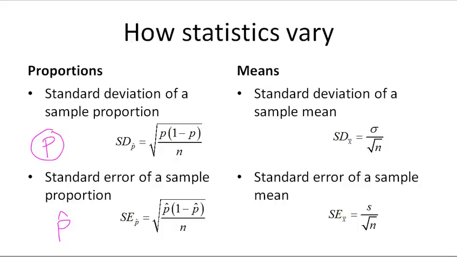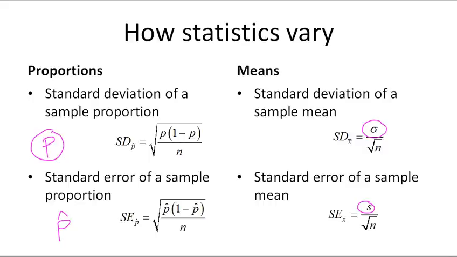Same thing can be said for means. The standard deviation of a sample mean is sigma divided by the square root of n. But remember, sigma is the standard deviation of the entire population, which we're never going to know, right? I mean, again, if you do know it, maybe the problem does tell it to you, please, by all means, use it. But in most cases, the only standard deviation we know is s, the standard deviation of our sample. So if we replace sigma with s, the standard deviation from our sample, and divide by the square root of n, we get what's called the standard error of the sample mean.